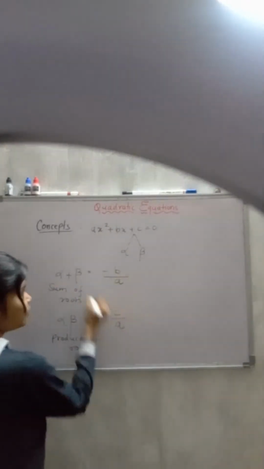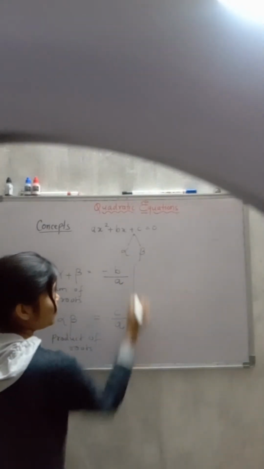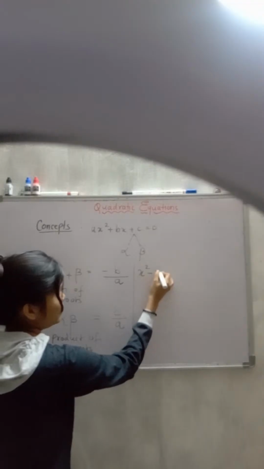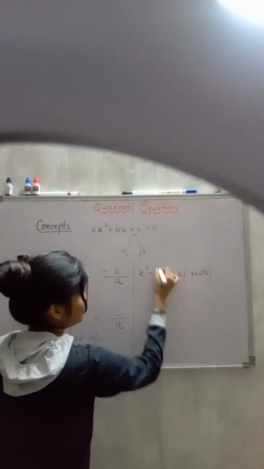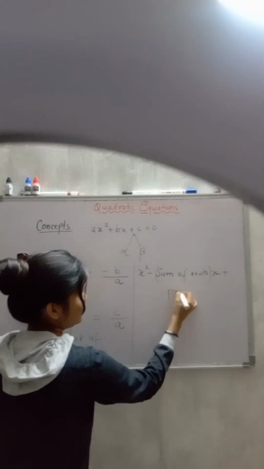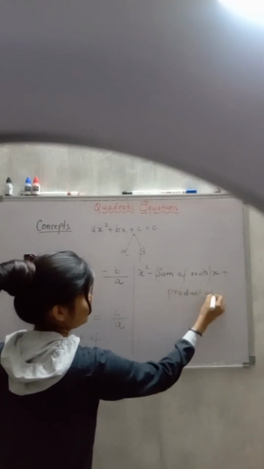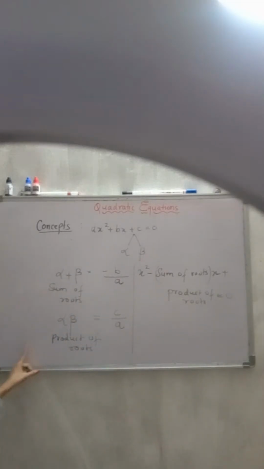Why is this important? For framing a quadratic equation, we can frame the quadratic equation using the sum of roots and product of the roots, and the general form will be x square minus sum of roots times x plus product of roots equal to 0. This is the formation of a quadratic equation if we have the sum and product of roots.